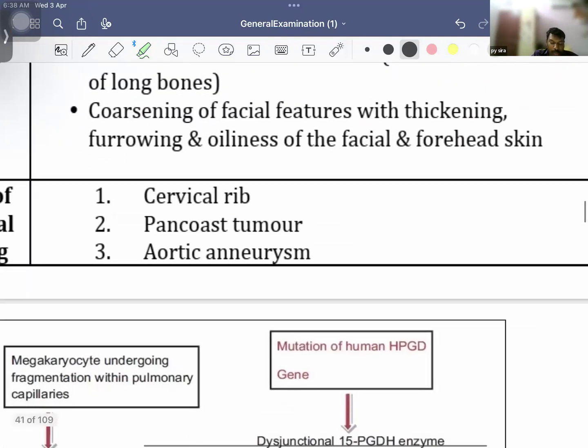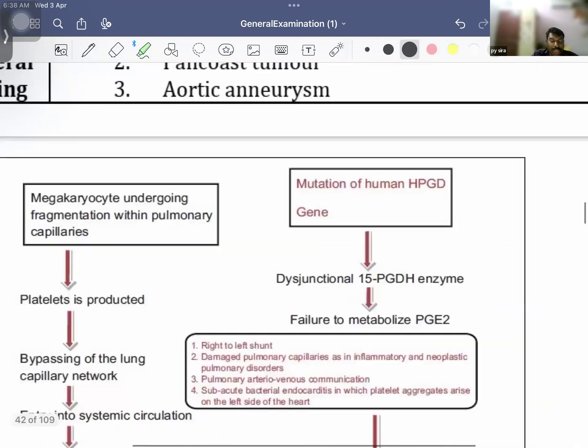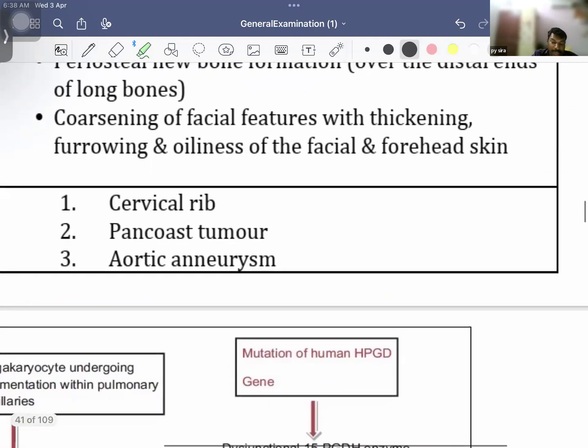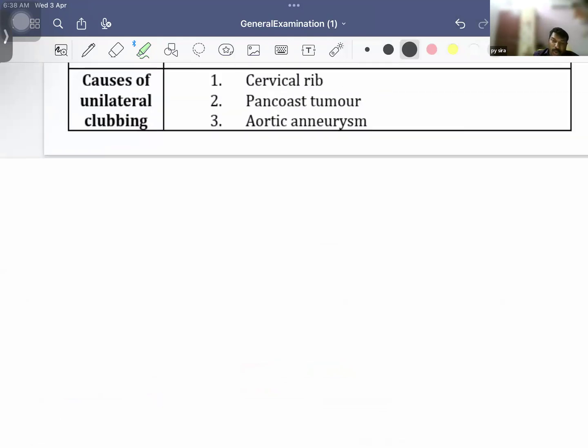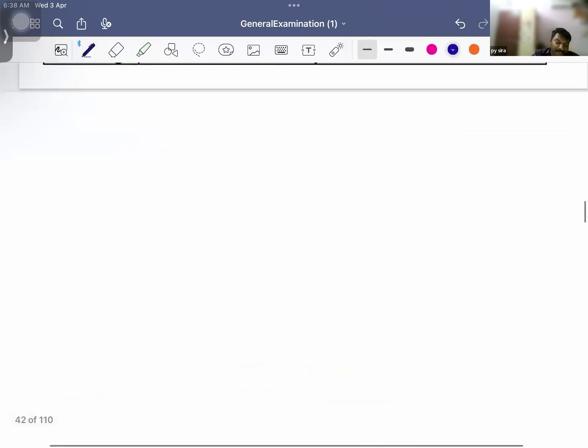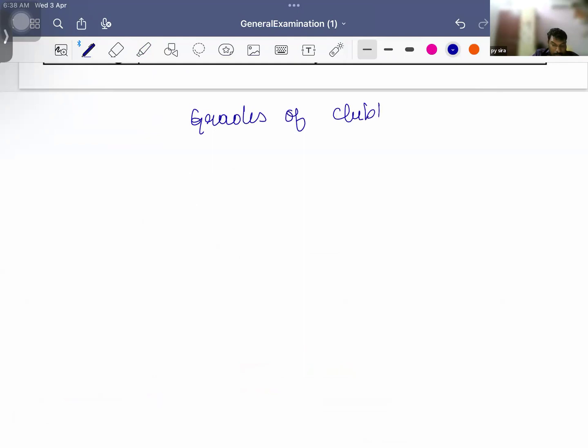Pachydermoperiosteosis. Then what is the grading of clubbing? Grading of clubbing is very, very important, and there is no proper reference for this grading of clubbing.